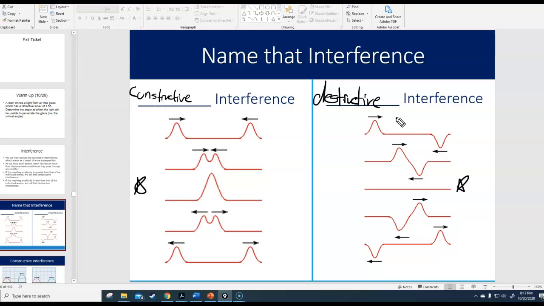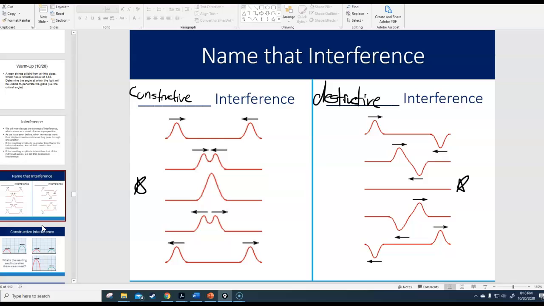Put another way, you have constructive interference when you have two wave pulses with the same sign displacement meeting up, and you have destructive interference when you have, let's say, a positive displacement and a negative displacement meeting up. All right, so pause there if you need to add that to your notes.